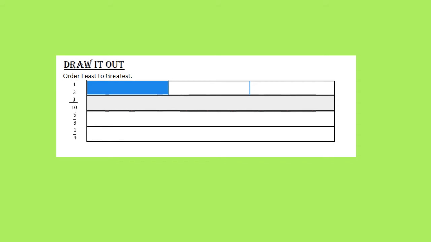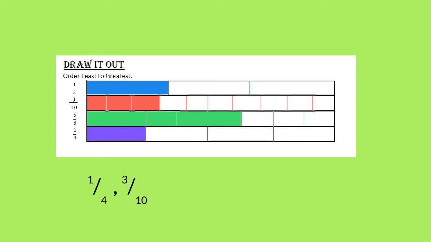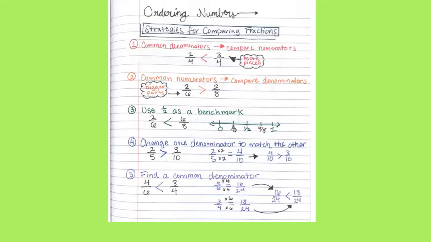Our next fraction is 3/10. So I have cut our fraction bar into 10 pieces. We need to shade in 3 out of those 10 pieces. Next, we have 5/8. And last, we have 1/4. Once we have all of our fraction bars set up, we can use them to compare our fractions. Using the visual, we could clearly see that 1/4 is our smallest value, followed by 3/10, then 1/3, and our greatest value is 5/8.